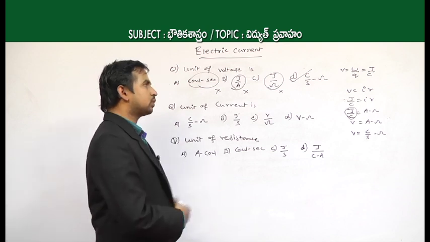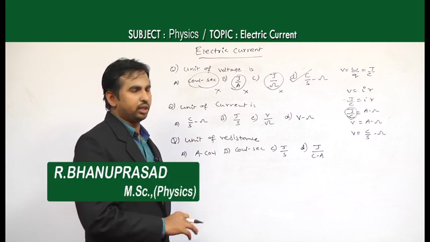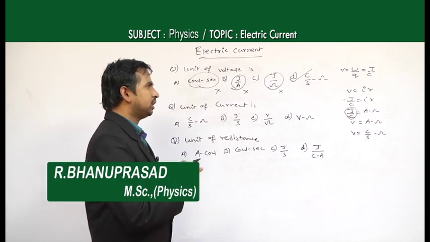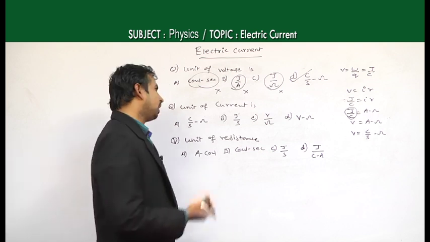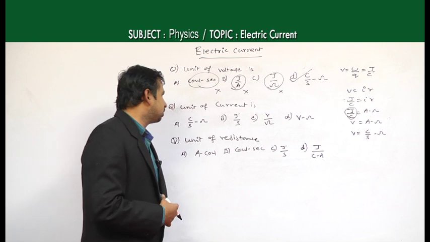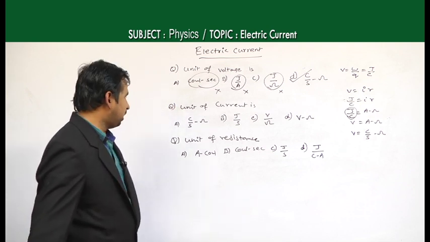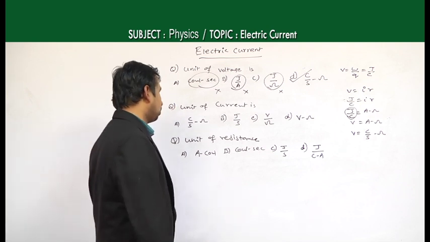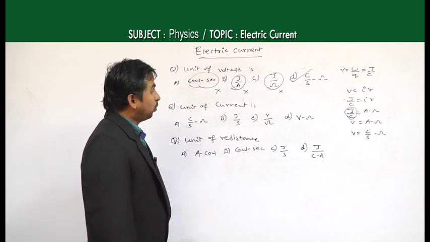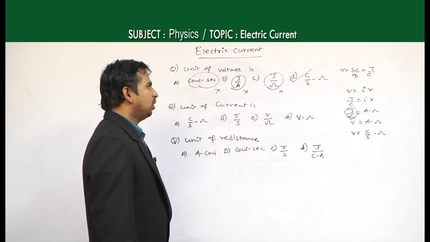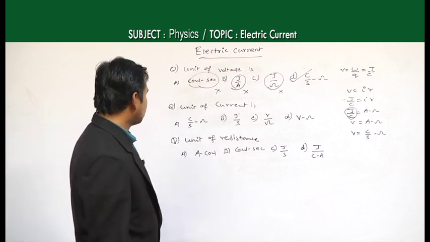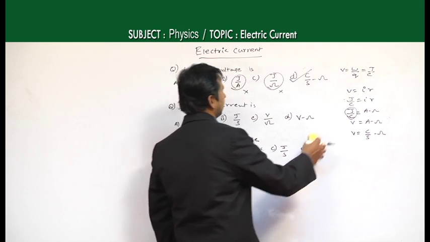So, here the voltage formula we are taking is V = IR. From that we can conclude the unit of voltage is C/S ohm. Then if you come to the second one, which is about the current, the unit of current is given as C/S ohm, joule per second, volt per ampere, that is volt per ohm, and volt ohm. So, this time we are taking the case of current I.